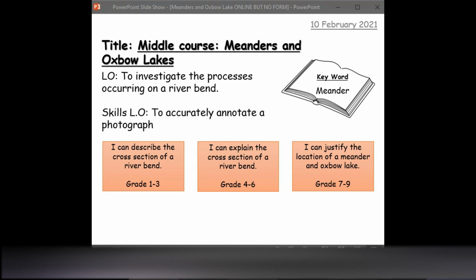So we're going to talk about meanders and oxbow lakes, and then I'm going to set you an activity to get on with on those things. So it'll be doing some diagrams and annotating those. So that's all we'll be getting on with today because it is the last lesson of the week before half term.